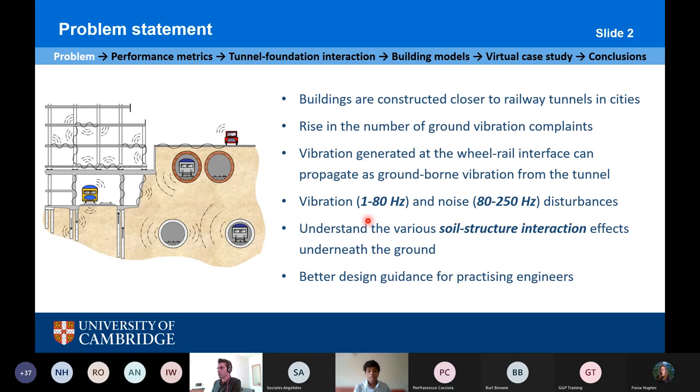And we can classify the frequencies into two different classes, where we have vibration between 1 and 80 hertz, and then we have re-radiated noise that is generated at slightly higher frequencies between 80 and 250 hertz. And the main problem with modeling this type of dynamics is that we have a lot of complex soil structure interaction effects that happen when we have the tunnels very close to the foundation, and then we get waves that are interacting between the foundations and the tunnel, and then it also affects how these vibrations transmit into the building. And there's also a great need for better design practices that engineers can use to look at ways, such as Giuseppe has mentioned, space isolation, to reduce the vibration that is transmitted into the building.